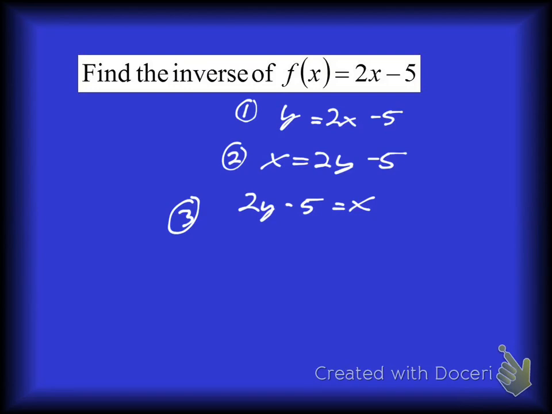Add what? 5. Add 5. Good. Add 5 to both sides. Gives you 2y equals x plus 5.